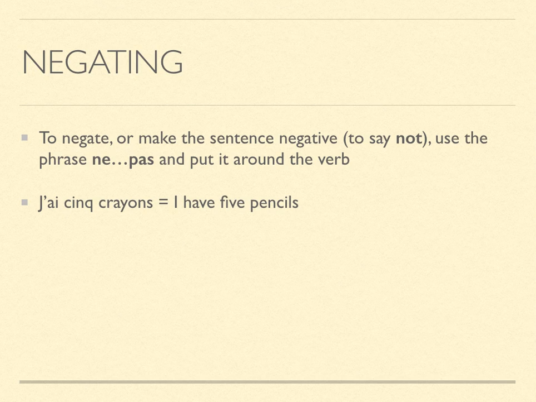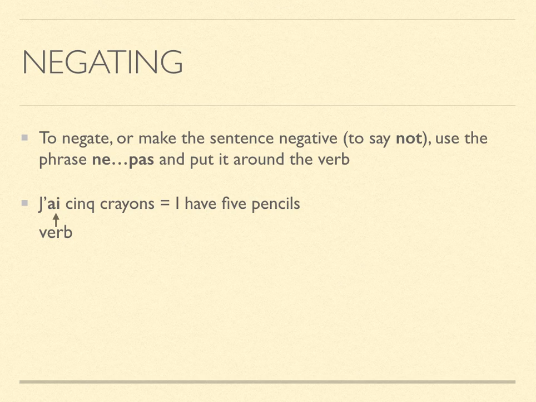You must always have both words, both ne and pas, and it must go around the verb. It should not be found anywhere else in the sentence. So if we look at that exact same example sentence, j'ai 5 crayons, what is the verb of that sentence? The verb is the a, have, j'ai, I have 5 pencils.